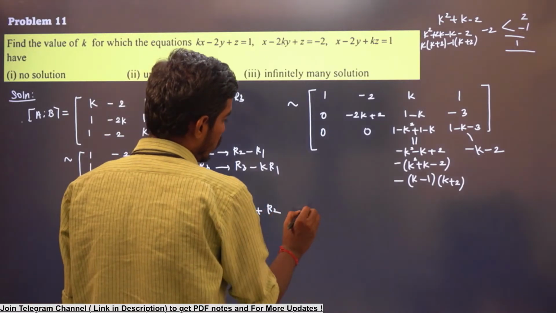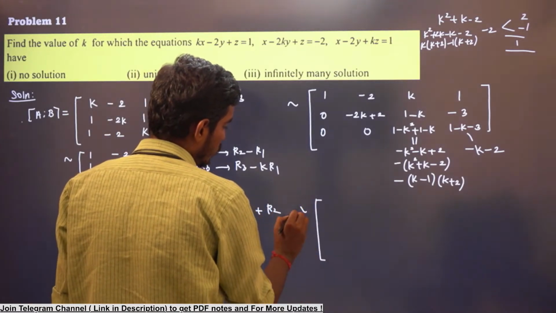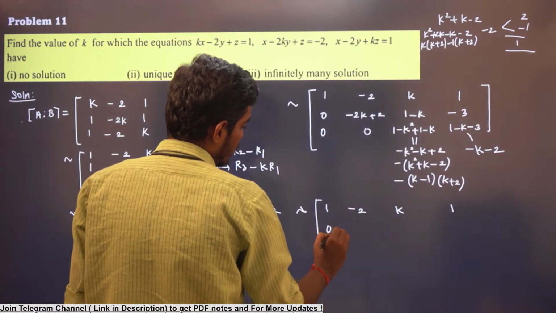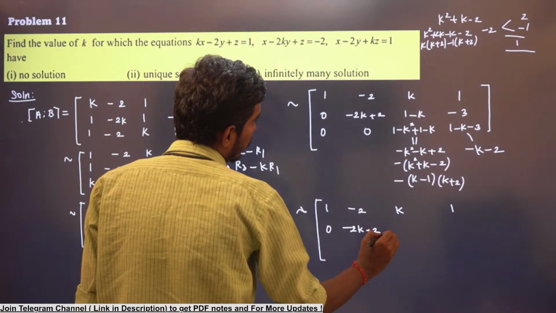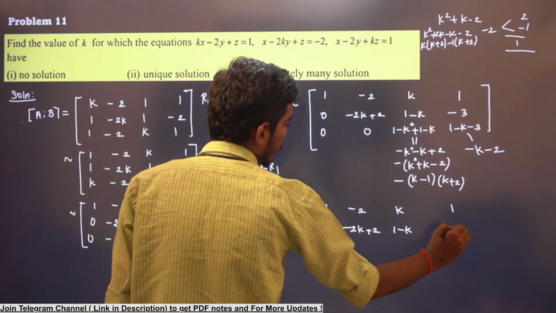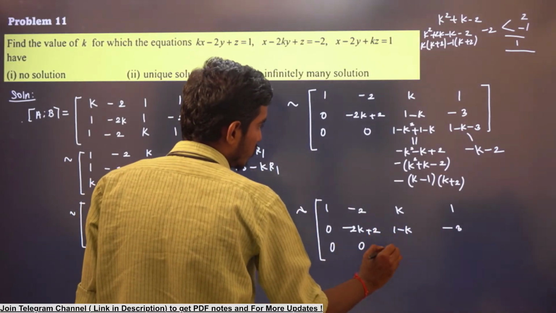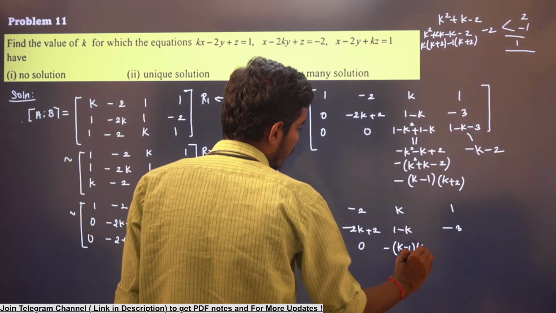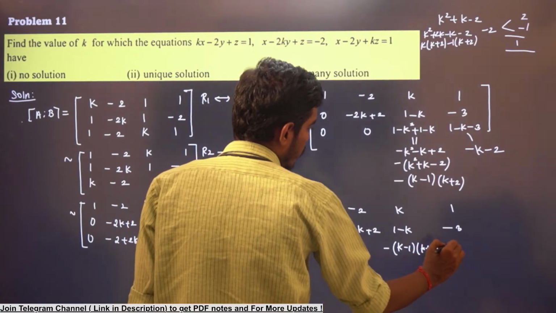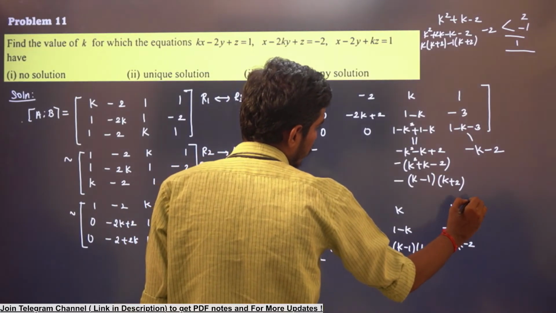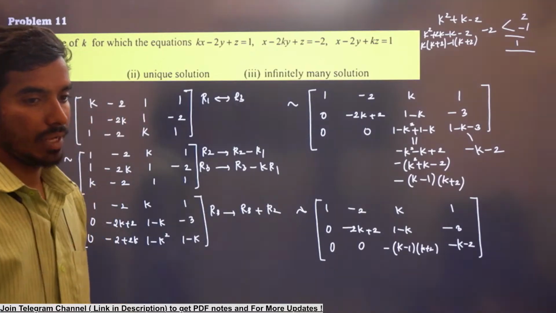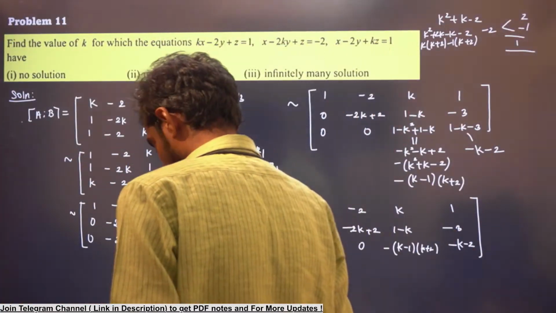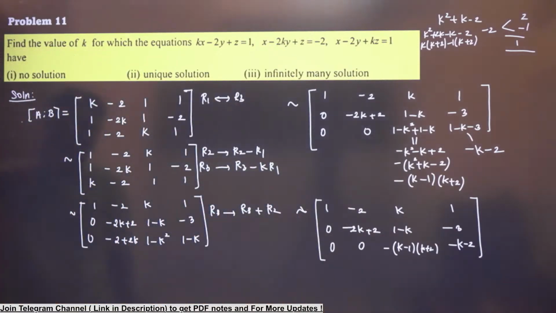So this is equivalent to: 1, minus 2, k, 1; 0, minus 2k plus 2, 1 minus k, minus 3; 0, 0, minus of k minus 1 times k plus 2, and minus k minus 2. So this matrix is in row echelon form. Now we will proceed with the problem.